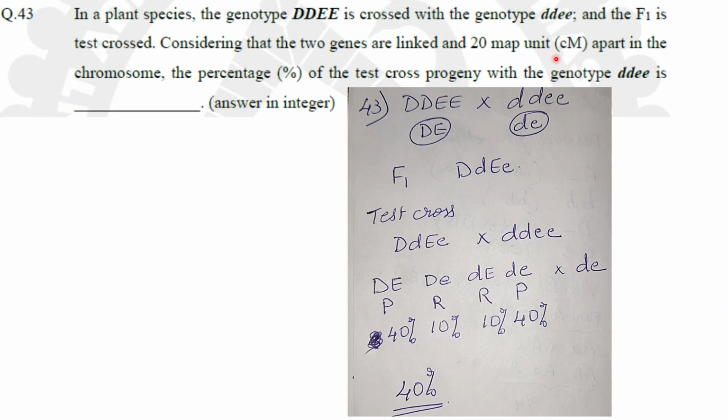So that is what is meant by 20 map units. First, what they have done is they have crossed this and this. So you get these gametes, and the F1 you get, you test cross. So cross with the recessive parent. So F1 will produce 4 gametes. They will show recombination also.